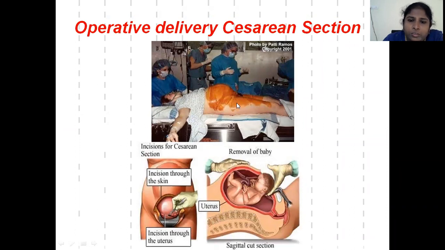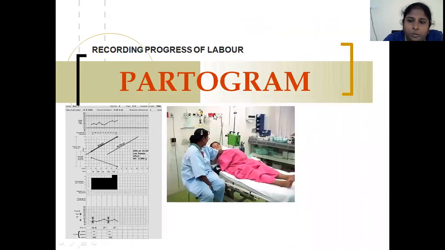I think this was dealt with in detail in the previous class. Next, this is management of abnormal labor. The concluding part, the main part, is the partogram. This is very important. What does partogram mean? It is recording the progress of the labor.